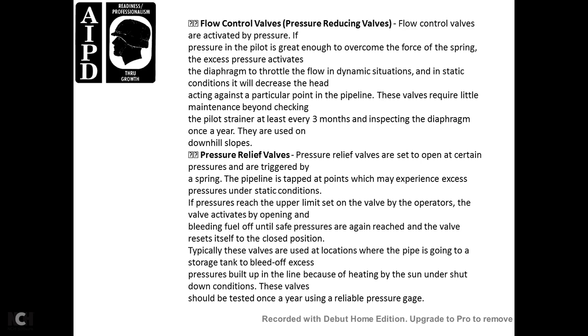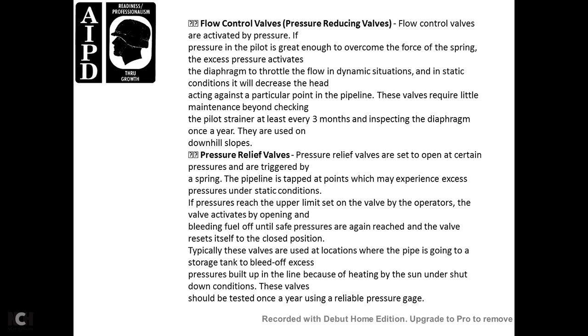Pressure valve, relief valve. The pressure relief valves are set to open at a certain pressure, triggered with the spring. The pipeline is tapped at the joint at points that experience excessive pressure. Under the static condition, when the pressure reaches the upper limit of the set valve, the valve activates, opening to bleed off the fuel to a safe pressure, and is again reached for the valve to reset itself to the closed position.